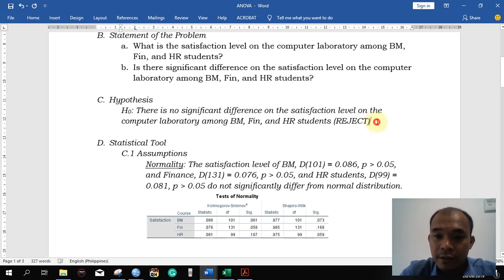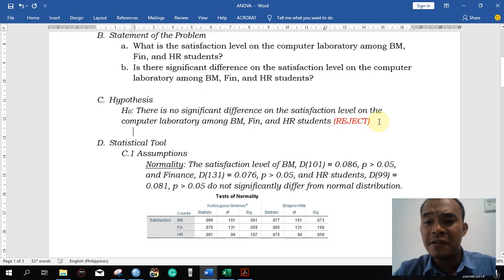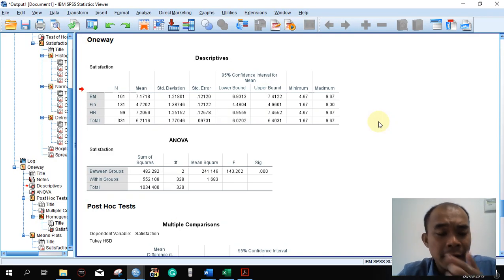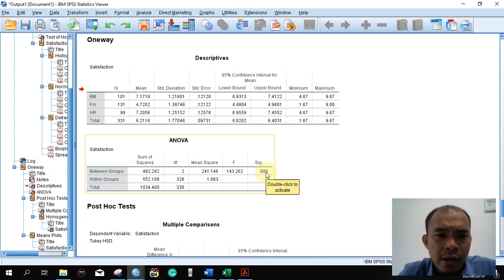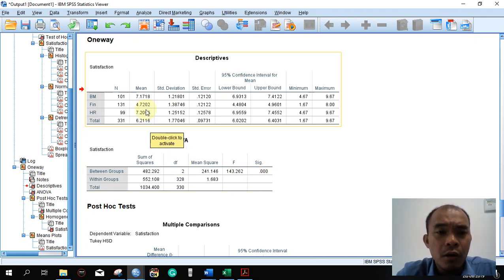We can reject this hypothesis here. We can note that we will reject the hypothesis. Why do we have to reject? Because the significant value is less than 0.05. And then how do we know which among these, BM, finance, and HR?